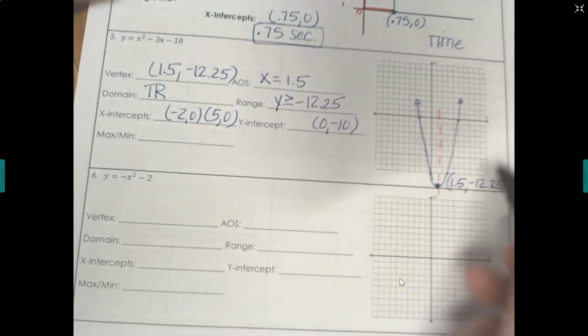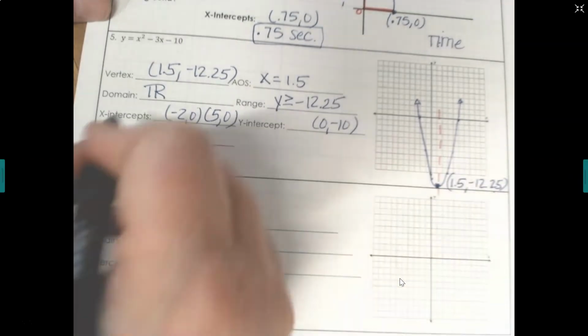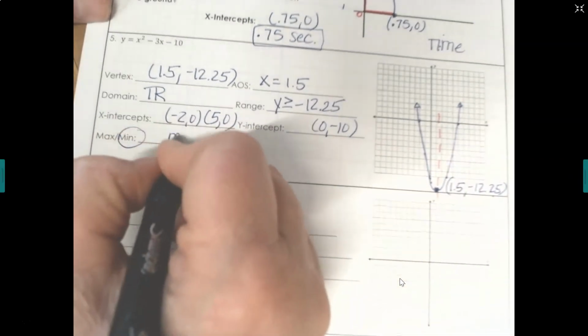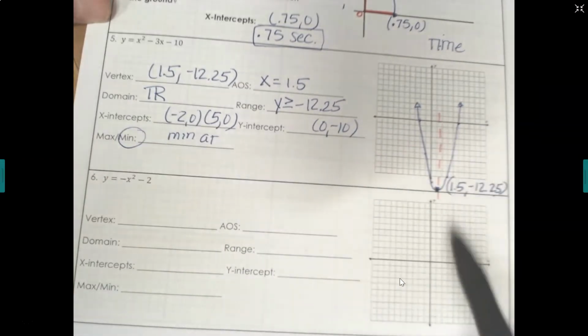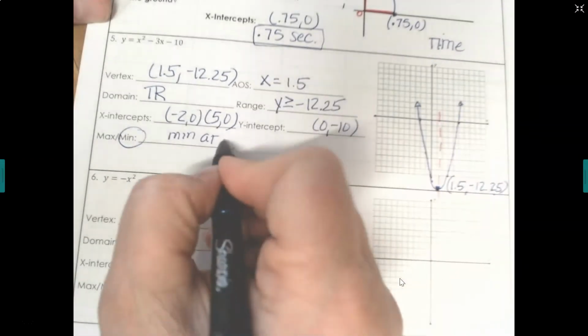And then is this a maximum or a minimum? It's the very lowest point, so it's a minimum. It'll be a minimum at, and because it's talking about height, really, -12.25.